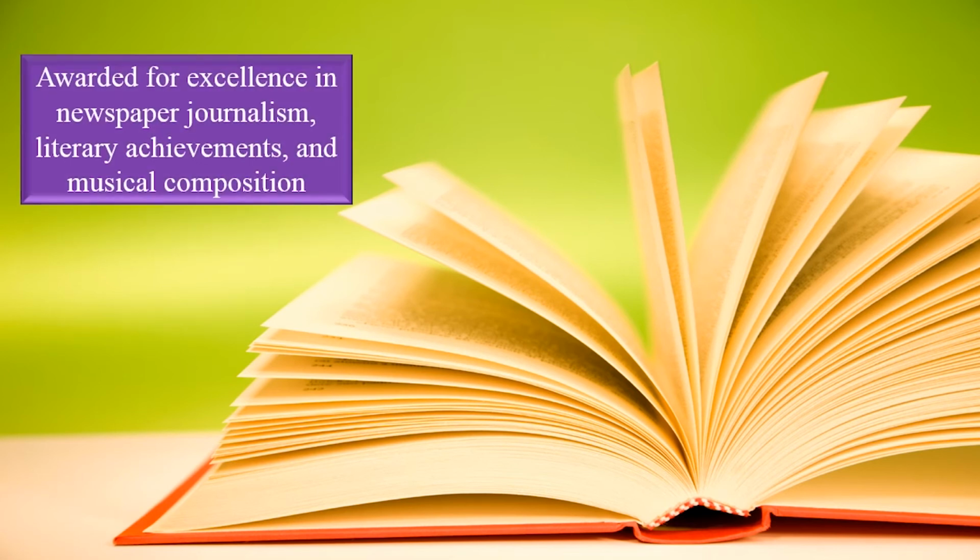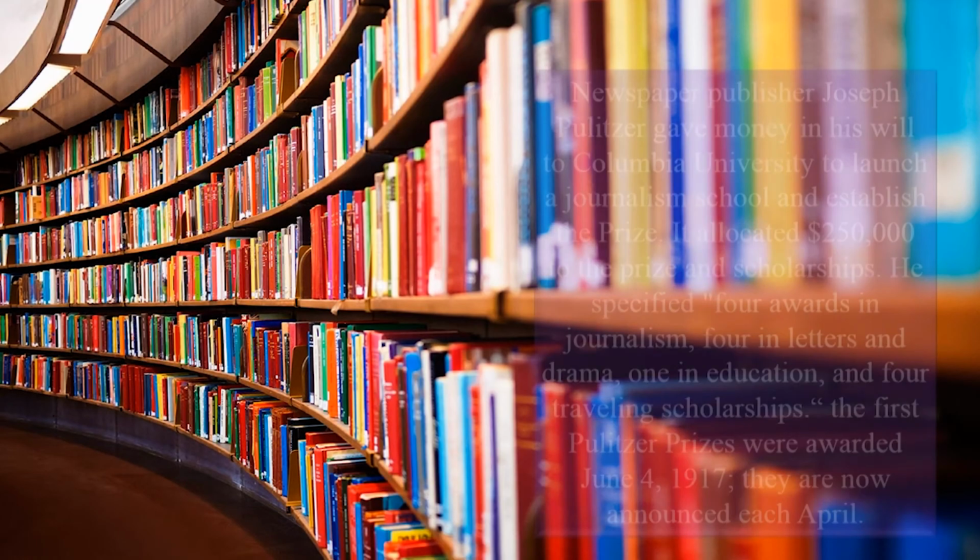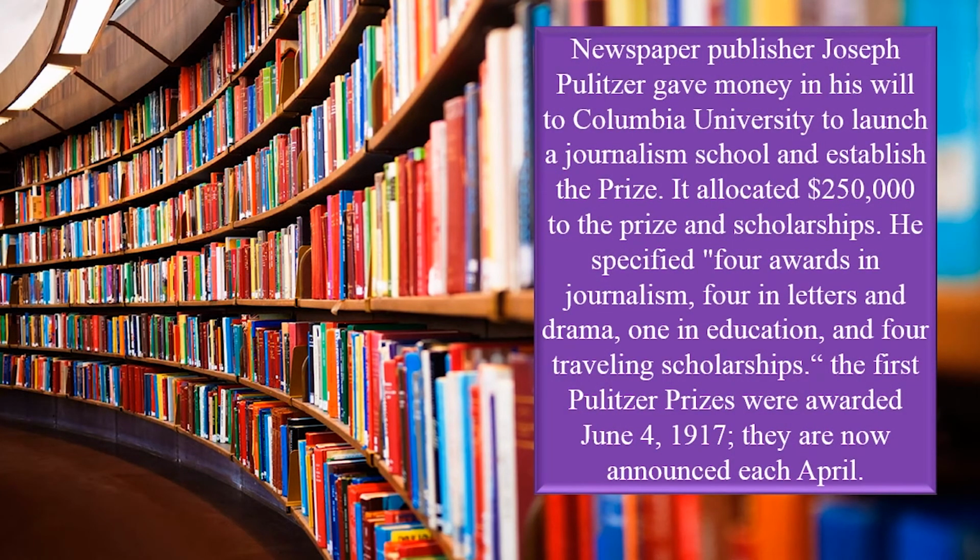Now we have to look at the award for excellence in newspaper journalism, literary achievements and musical composition. Newspaper publisher Joseph Pulitzer gave money in his will to Columbia University to launch a journalism school and establish the prize. He allocated $250,000 to the prize and scholarships. He specified 4 awards in journalism, 4 in letters and drama, 1 in education, and 4 traveling scholarships. The first Pulitzer Prizes were awarded on June 4th, 1917. They are now announced each April.